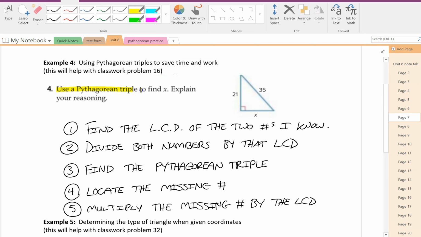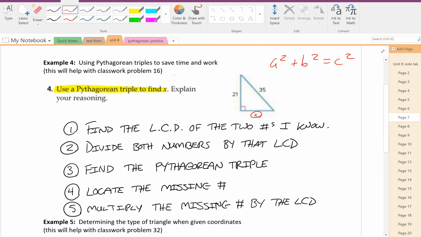Okay, it says use a Pythagorean triple to find x, and then we're not going to bother with explaining your reasoning on this one because I just want to know that you know how to do it. So we're going to use a Pythagorean triple to find x. What that means is that rather than using a squared plus b squared equals c squared to find this, it wants me to use that table of Pythagorean triples from a little bit ago. Okay, so here's how we have to do that. Again, pause the video now if you haven't already, and write down steps 1 through 5.